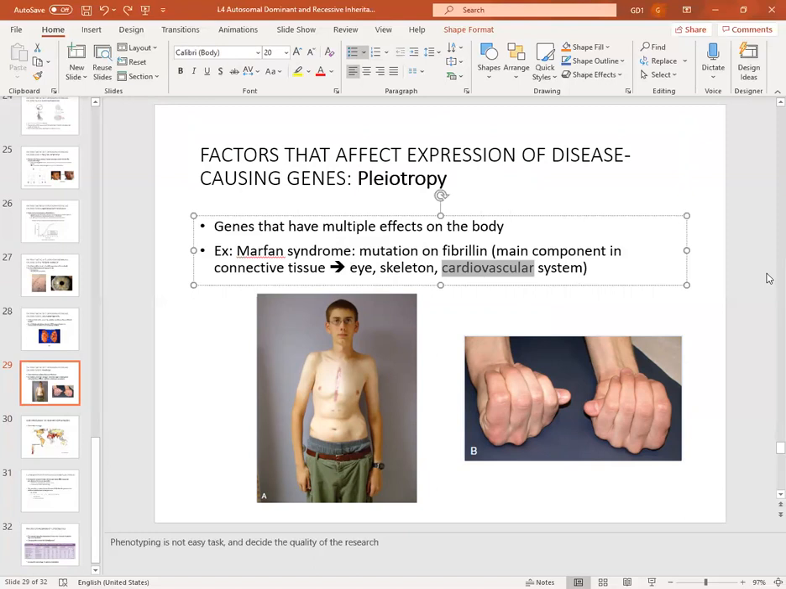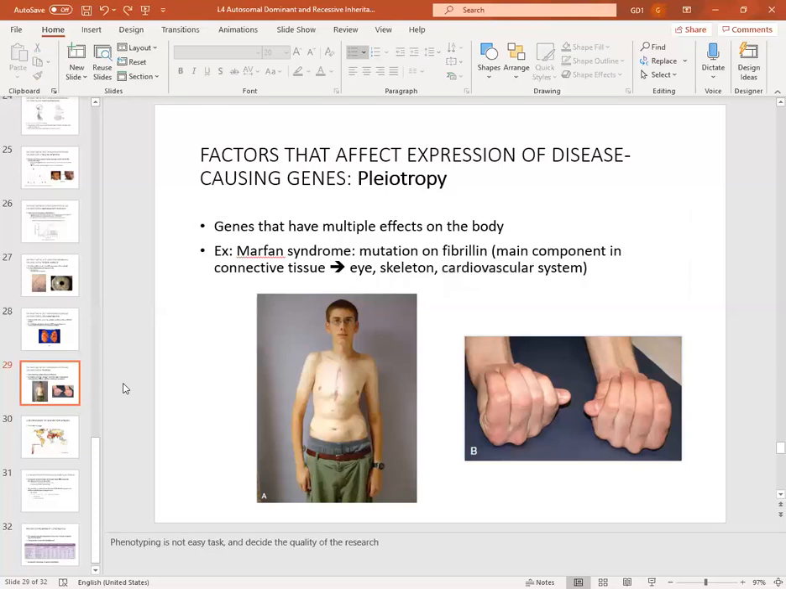And that is normal in gene-related disease. Cystic fibrosis is also the same thing, because the disease affects many organs in the body, and many organs means many pathways.